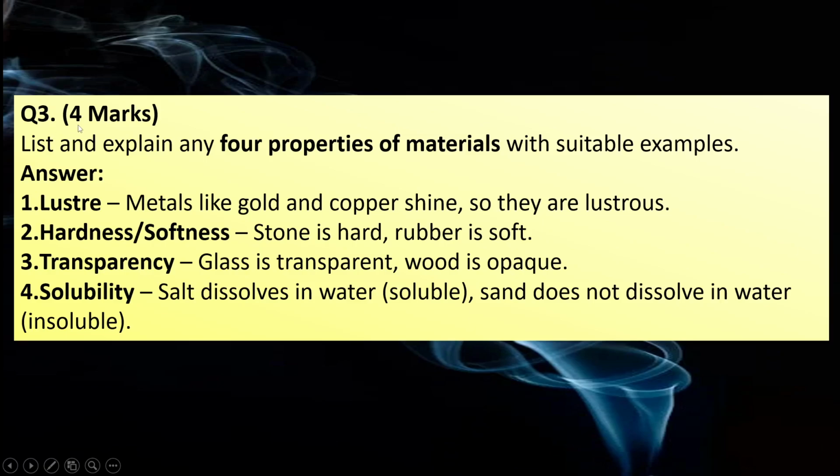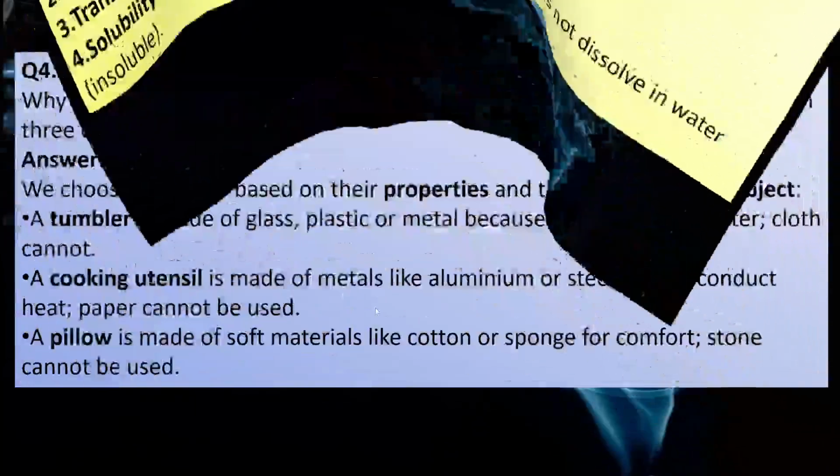Question number 3, 4 marks. List and explain any four properties of materials with suitable examples. Answer. 1. Luster. Metals like gold and copper shine, so they are lustrous. 2. Hardness or softness. Stone is hard, rubber is soft. 3. Transparency. Glass is transparent, wood is opaque. 4. Solubility. Salt dissolves in water, soluble. Sand does not dissolve in water, insoluble.